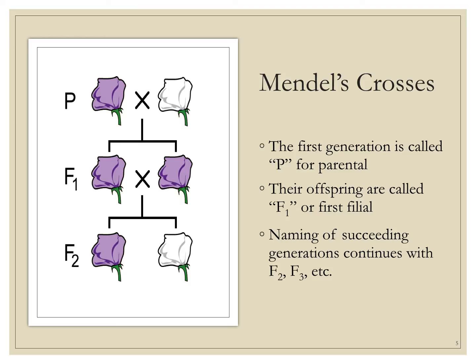So in order to track his generations of pea plants, he called the first generation the P generation for parental, and then the consecutive generations were named F1, F2, F3. The F stands for filial, so F1 would be the first filial generation, F2 would be the second filial generation, and so on.